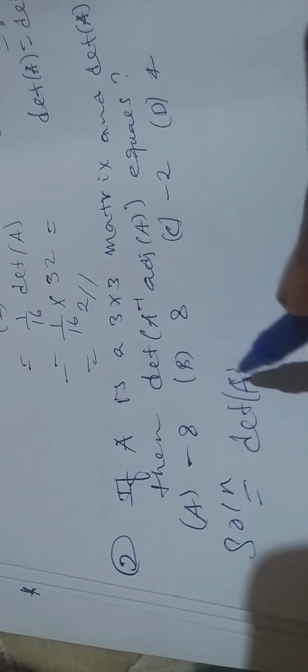Determinant of A is given. The matrix is a 3 by 3 matrix. Therefore, we need the determinant of A inverse adjoint of A. Look, you know that, how do you find A inverse? A inverse is equal to adjoint of A over determinant of A.